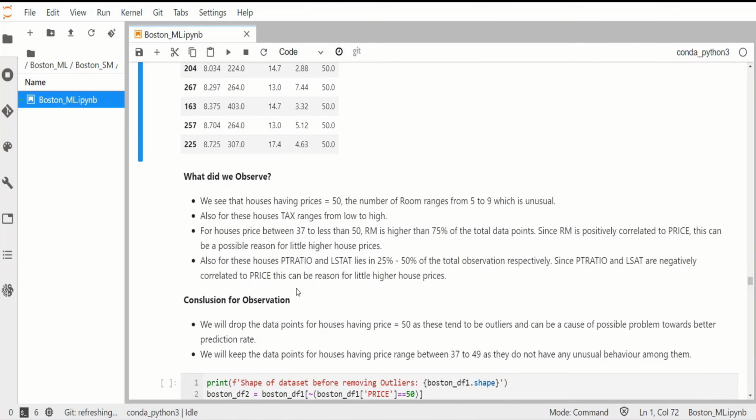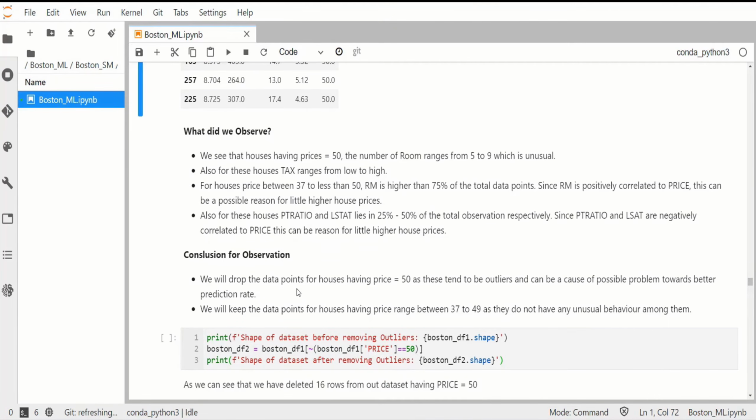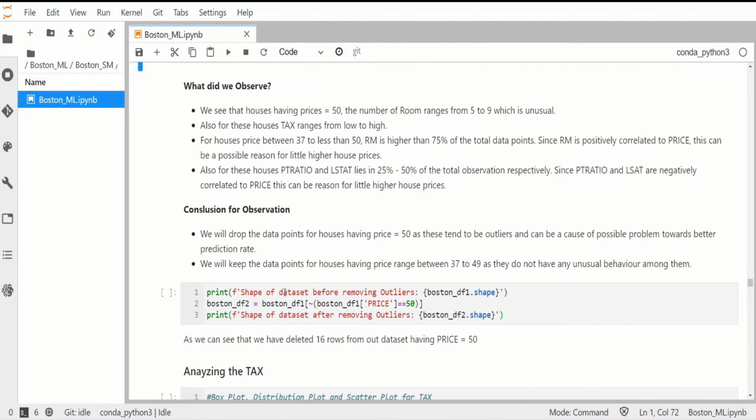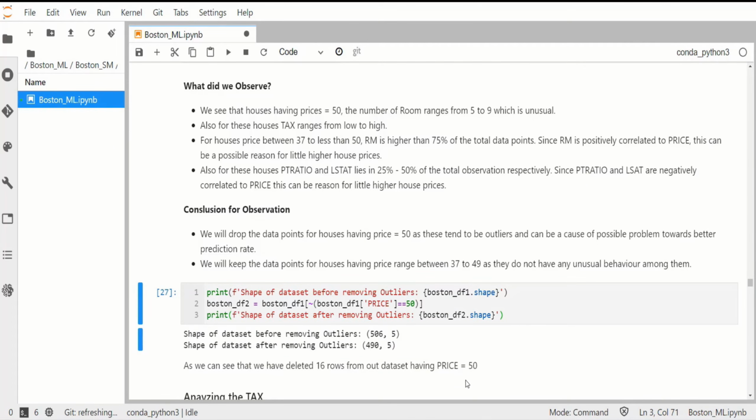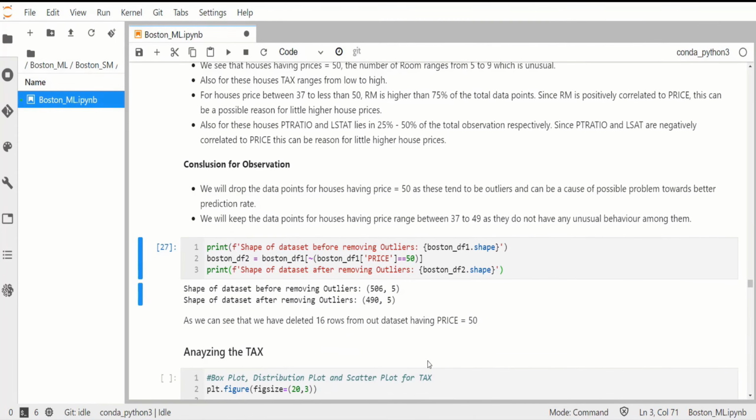So with these observations, we will drop the data points for houses having price equal to 50, as these tend to be outliers and can be a cause of possible problems toward a better prediction rate. We will keep the data points for houses having a price range between 37 to 49, as they don't have any unusual behavior among them. Now let's remove the values having price equal to 50, and then we will have a look at the shape of the data before and after dropping these values. Let's run it. So now our data is of shape 490 rows and the same 5 columns.